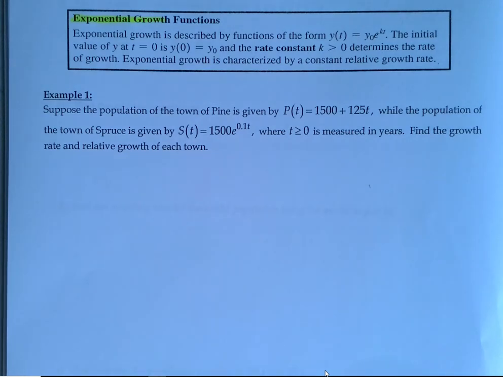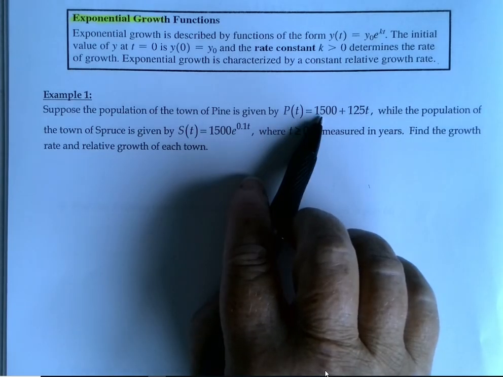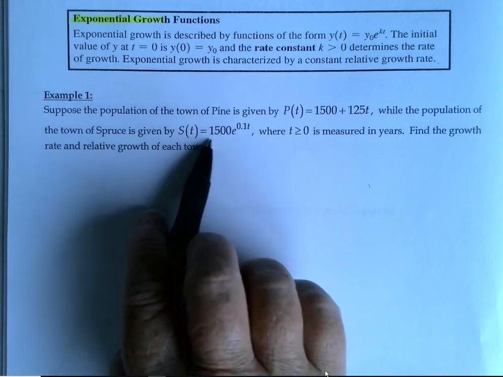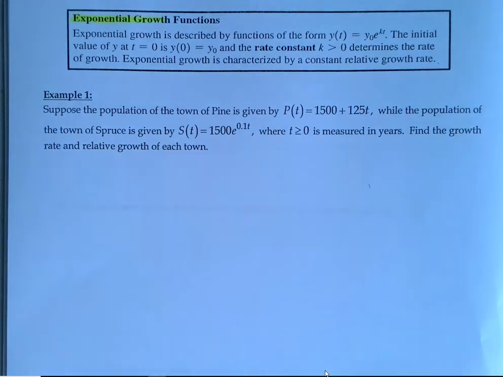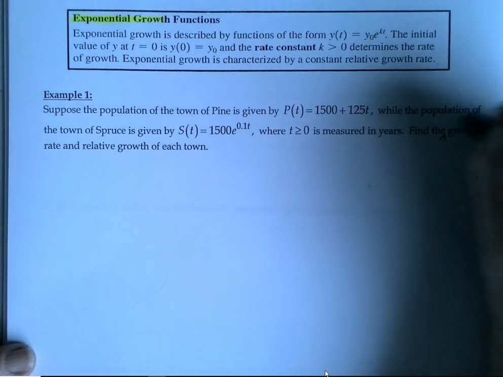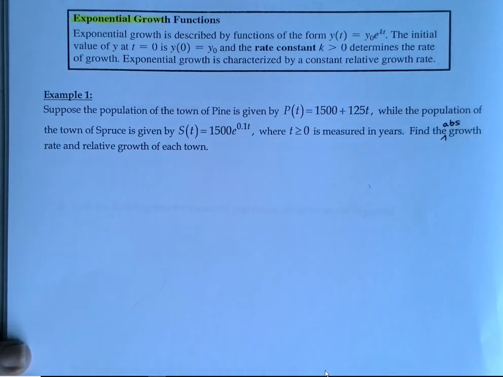So, suppose that we have a population, two towns actually, the town of Pine, given by this linear function, and the population of Spruce, given by this exponential function, for t is greater than 0. And we'd like to find the growth rate, and when I don't say anything, I'm assuming absolute growth rate, and then also the relative growth rate of each town.